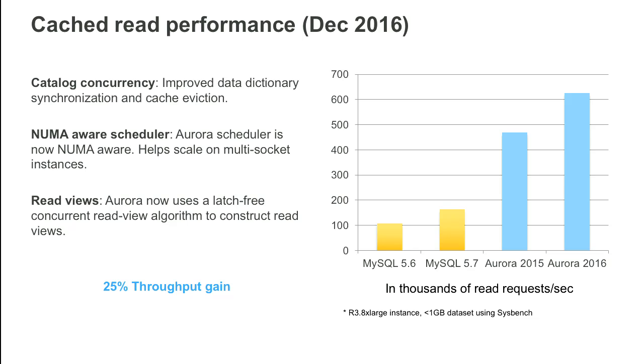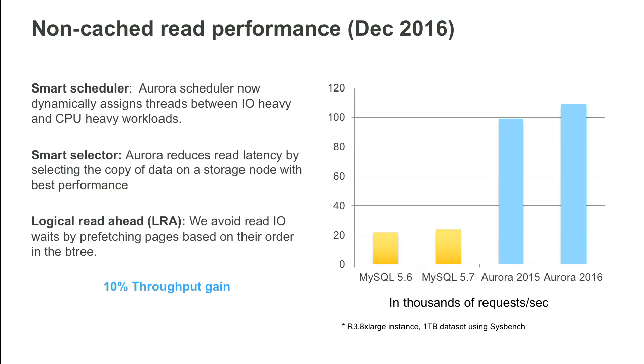And then we also had various improvements to both cached and non-cached read performance. In cached read performance, we changed the data dictionary. Instead of having a single global mutex, we improved concurrency for the dictionary catalog. We improved the scheduler, and we also built a new read view implementation for snapshot isolation.